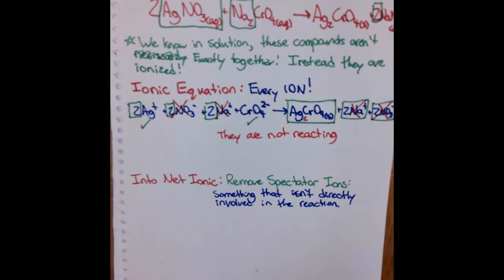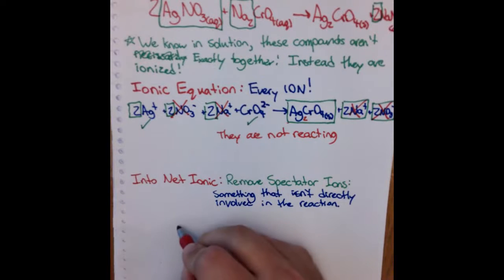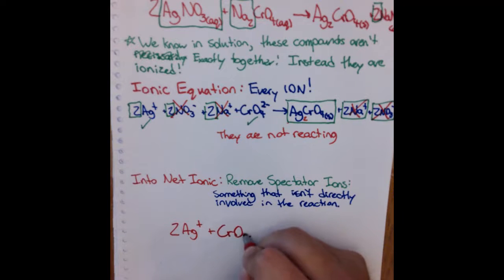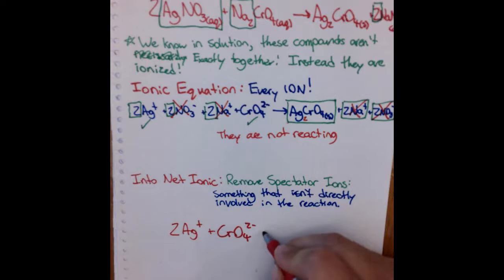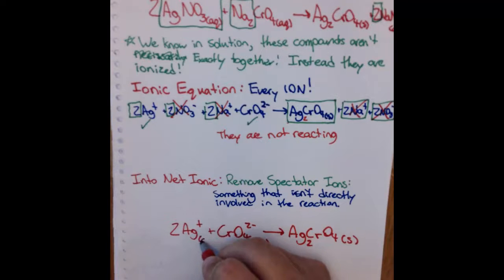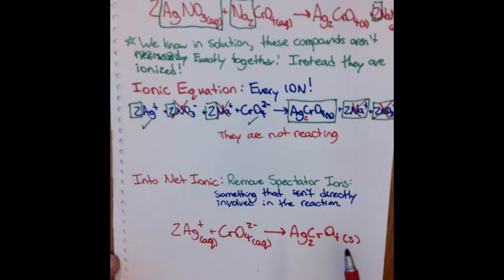So I can just write that out at the bottom here, just to simplify everything. So I'm going to have 2 Ag plus reacting with 1 CrO4 2- in order to produce Ag2CrO4, which is going to be a solid, and both of these are going to be aqueous. Right? And that is your net ionic equation.